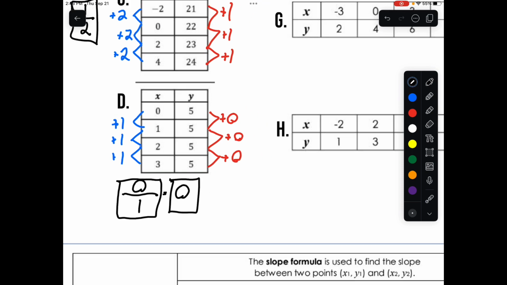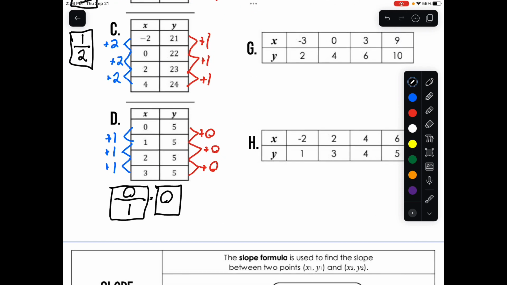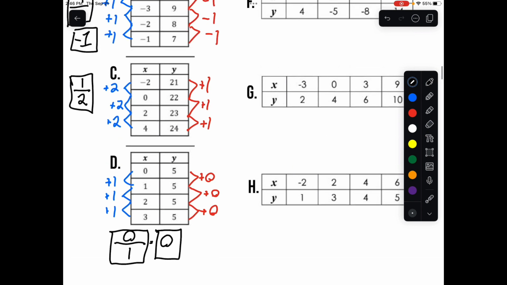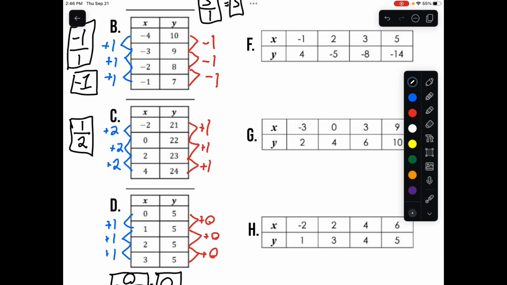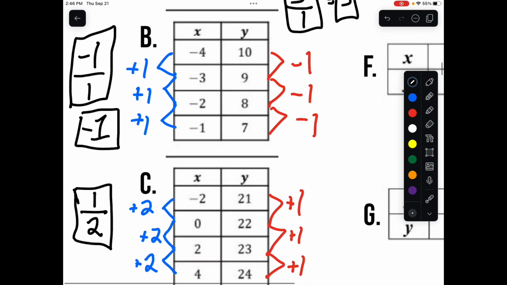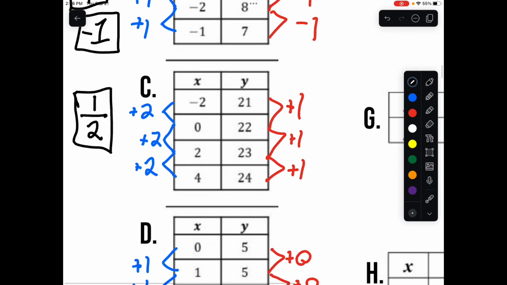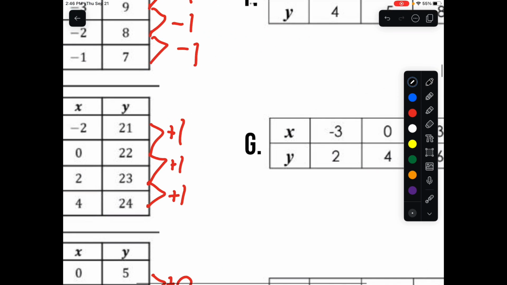All right, now let's look at a couple tables where the numbers may not always be the same. So what do I mean by that? On this table I have all negative ones. Those are all the same. And then I have all positive ones. Those numbers are all the same. On table C, all these positive ones are all the same y change. And then these plus 2, plus 2, plus 2, those are all the same x change. That's not always going to be the case, and that's okay. And you'll see what I mean here in a second.